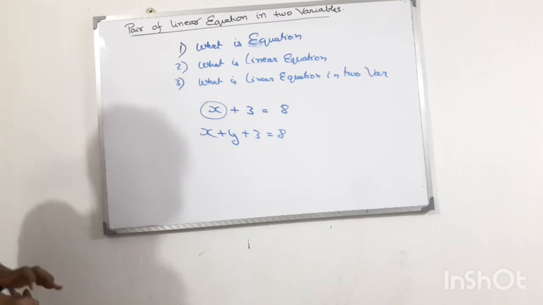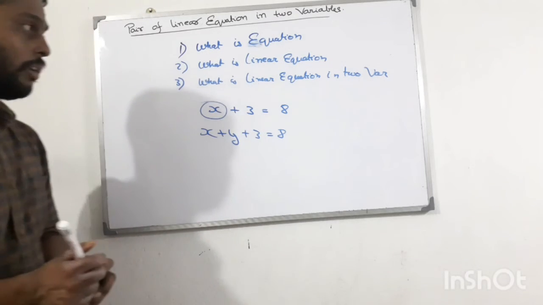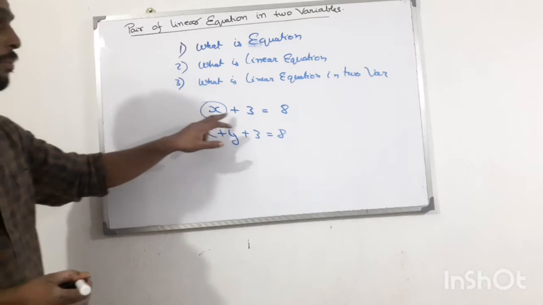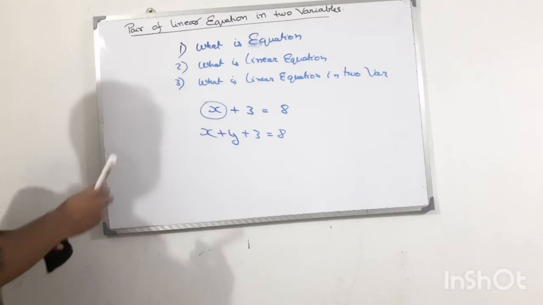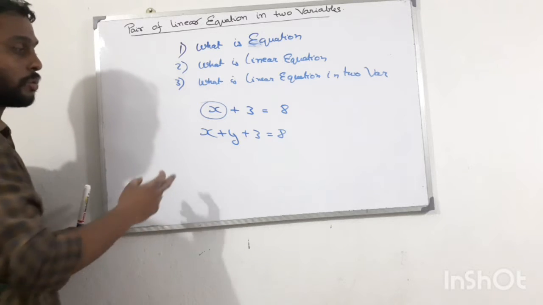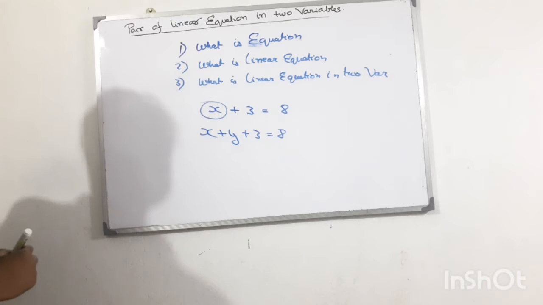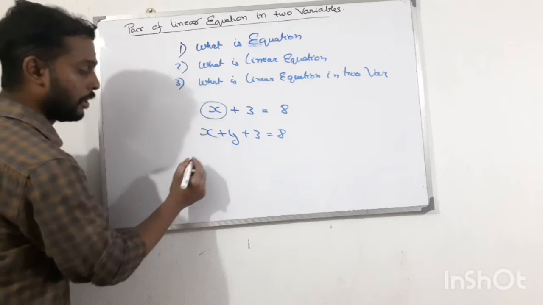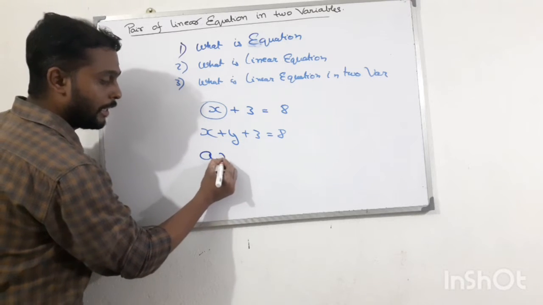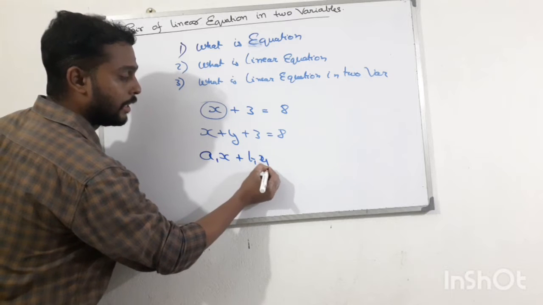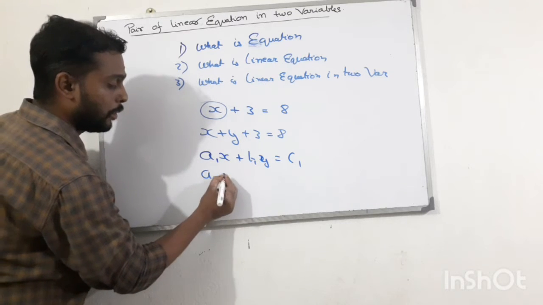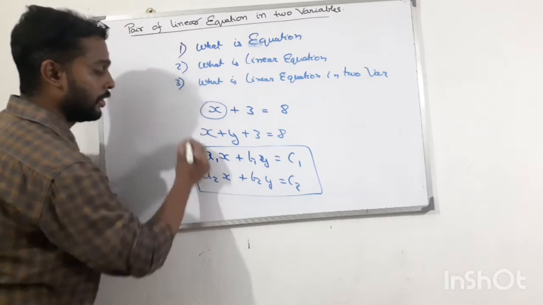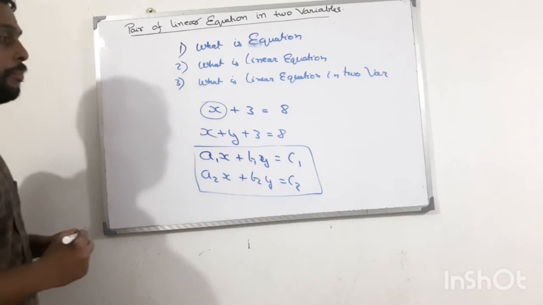So why is this chapter named pair of linear equation in two variable? Because in a linear equation in one variable we require only one equation to get the answer of x, but in linear equations in two variable we require two equations to get the values of x and y. That's why we require a pair of linear equations. The form is a1x plus b1y is equal to c1 and a2x plus b2y is equal to c2. We solve this with the help of three methods.